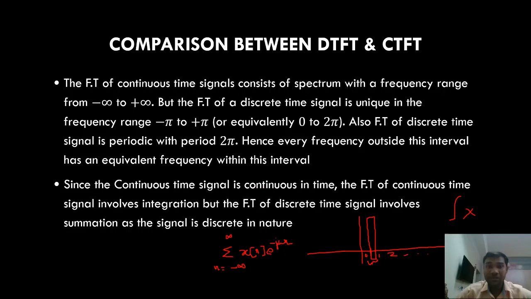The basic difference is continuous time has integration, discrete time has summation, and the other one, the continuous time Fourier transform, has a frequency range of minus infinite to infinite, but the discrete time Fourier transform is periodic with period 2 pi. So any value of the DTFT repeats every 2 pi radians per second. For every 2 pi radians per second, the value of DTFT repeats.